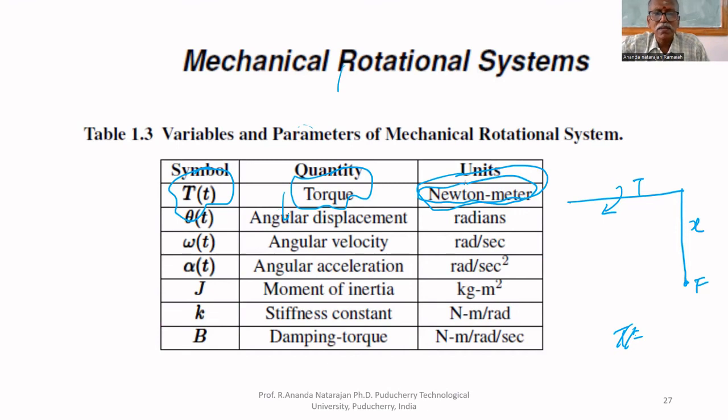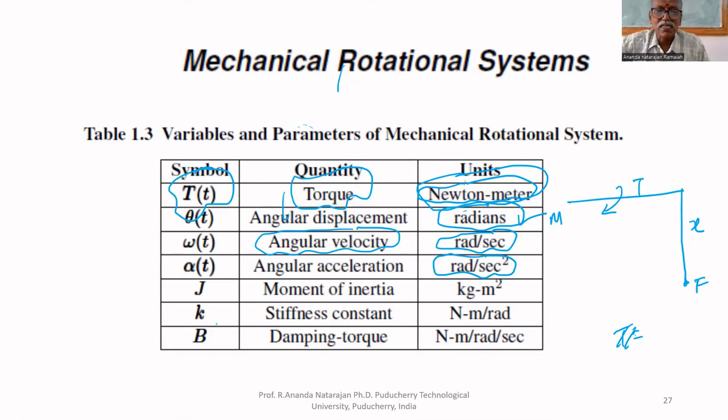Angular displacement is theta, in radians. Angular velocity is omega, in radians per second. Angular acceleration is in radians per second square. In linear motion, the displacement is in meters, velocity in meters per second, and acceleration in meters per second square. Here, it is radians per second square.